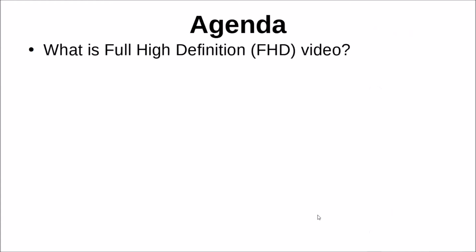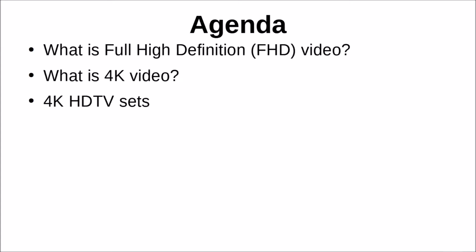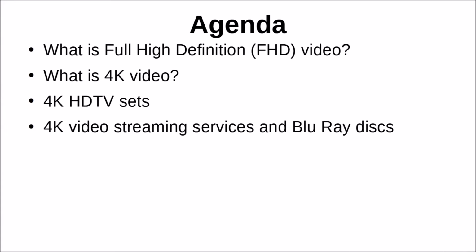Let's start by defining what full high definition is, which is the current US standard for digital television, and then what 4K video is as well. How does it differ? There are 4K high definition TVs available now. Even 4 years ago, was it 5? When I bought mine, it was only $300. And I might add that the first 1080p TV that I bought, a Sony, was $1,000. So prices have come down a lot.